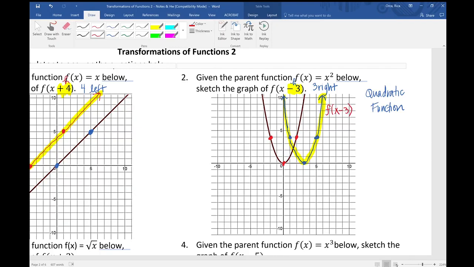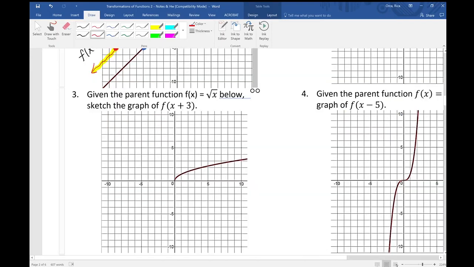Now let's move on to problem number 3. Given the parent function f(x) = the square root of x below, sketch the graph of f(x + 3). This is a half curve, so I know that this is a square root function. We want to sketch the graph of f(x + 3). That plus 3 is inside of the parentheses, and once again, that's our h value, and so we're going to do the opposite because it's a hypocrite. So instead of going 3 units to the right, we're going to move the graph 3 units to the left.